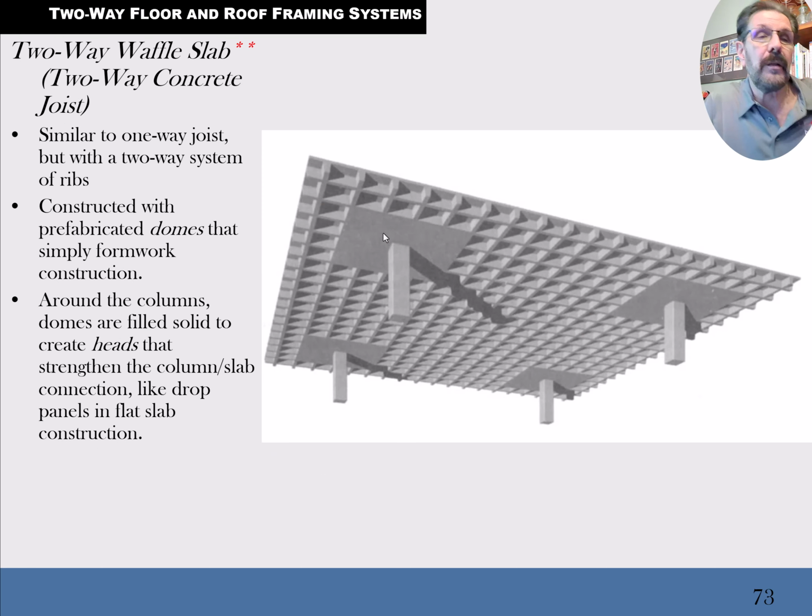And then maybe the perfect textbook example of a two-way slab is a waffle slab. If you have a good imagination, it kind of looks like a waffle from underneath. It won't look like this on the top. And then they actually have the equivalent of a drop panel around these columns by filling in and not having waffle pieces in this area, but it's solid. It gives them more strength underneath this column.